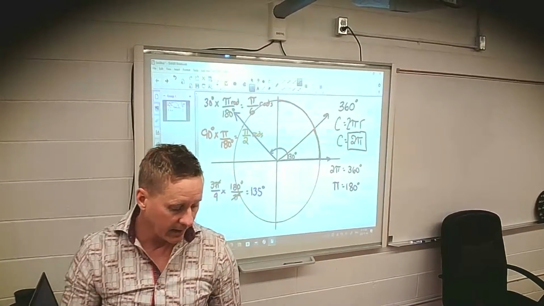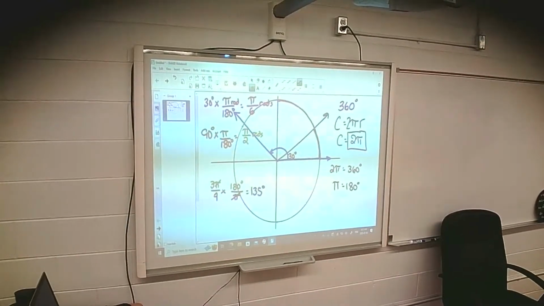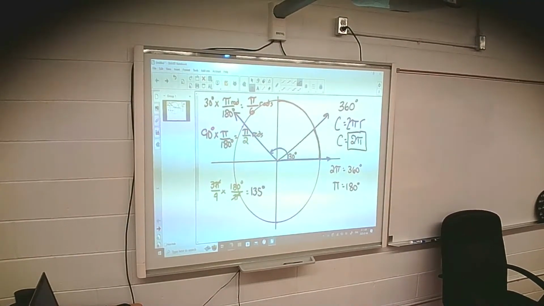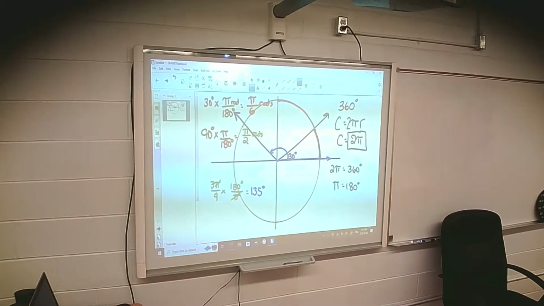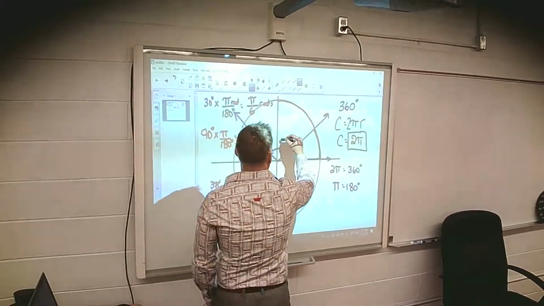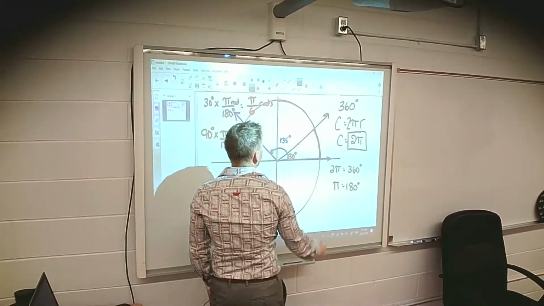So just remember that. When I go on a positive angle, I rotate it from the x-axis counterclockwise. Okay? So that angle right here would be 135 degrees. So that's the start of it.